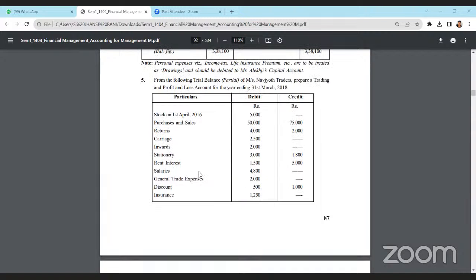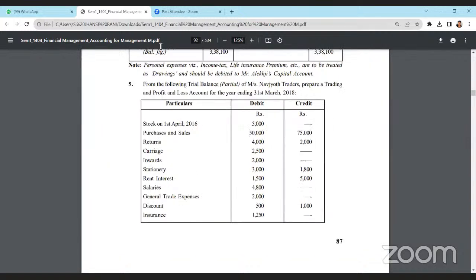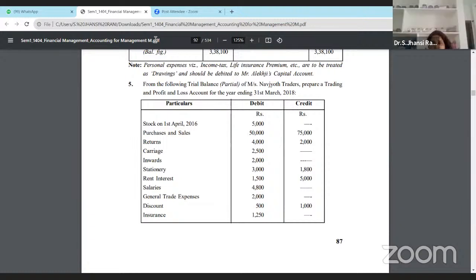Okay. So earlier we have seen the trading account separately and the profit and loss account separately. But here it is a combination of both, that is trading account and profit and loss account, and how they are prepared together. Now look at this question. From the following trial balance, partial of Navjot Traders, prepare a trading and profit and loss account for the year ending 31st March 2018.